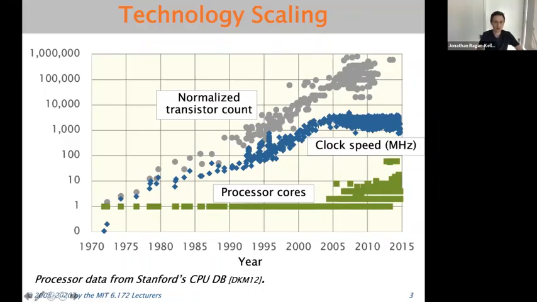So you can see clock speed was growing on a nice exponential curve also. It got about 1,000 times faster over that period, getting up into the gigahertz regime, but then it basically stopped increasing. And in fact, many designs started running at lower clock speeds for energy efficiency reasons.